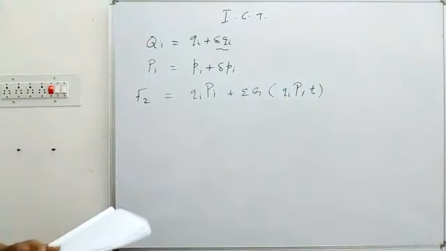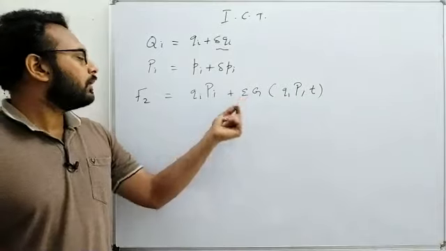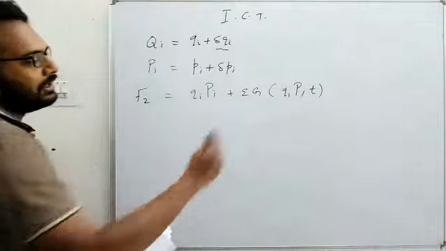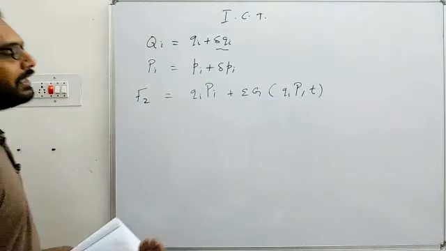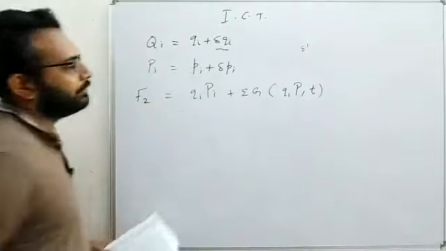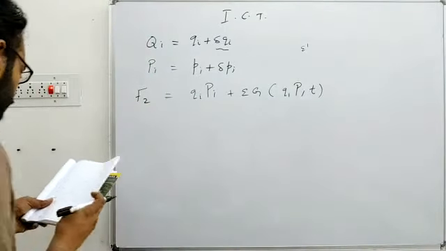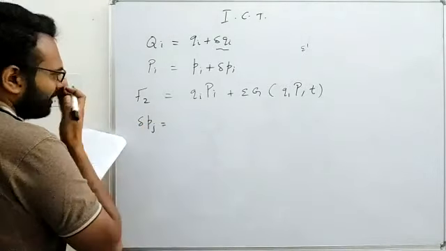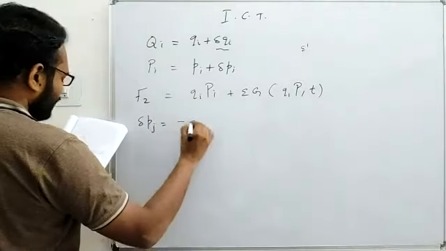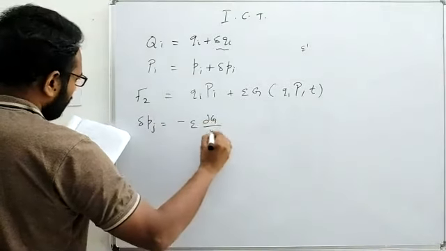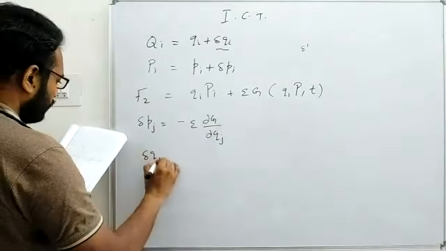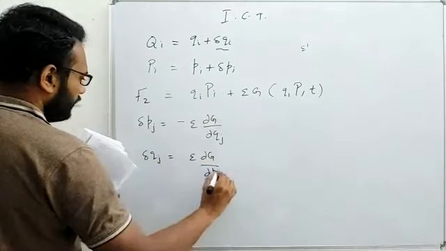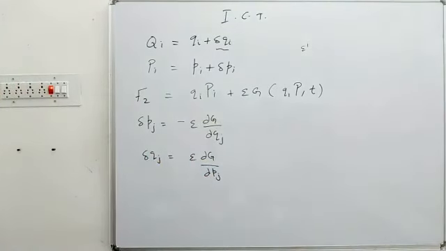And when we said infinitesimal, we said that we can neglect higher orders in epsilon. In all calculations, you need to retain only terms up to order epsilon raised to 1. And correspondingly, we found that delta Pj under this generator can be written as minus epsilon dou G by dou Qj, and delta Qj is equal to epsilon dou G by dou Pj.